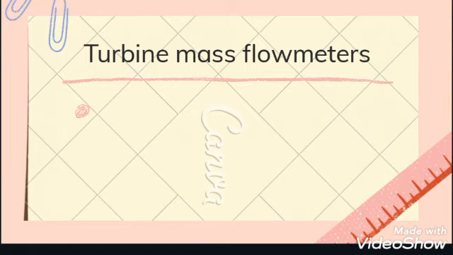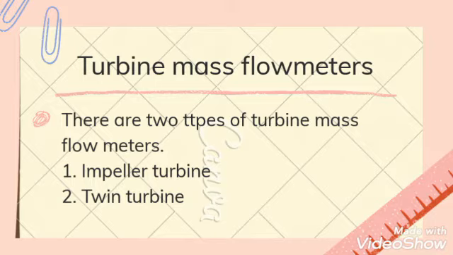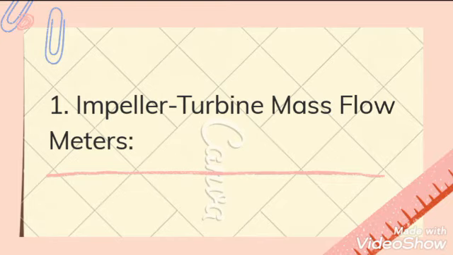This video is about turbine mass flow meters. In this video we will see what are the main types of mass flow meters and what is their working. There are two types of turbine mass flow meters. First is the impeller turbine mass flow meter and second is the twin turbine mass flow meter.